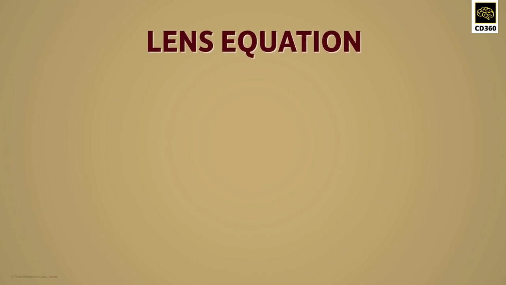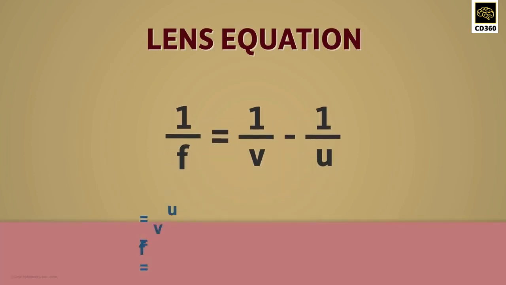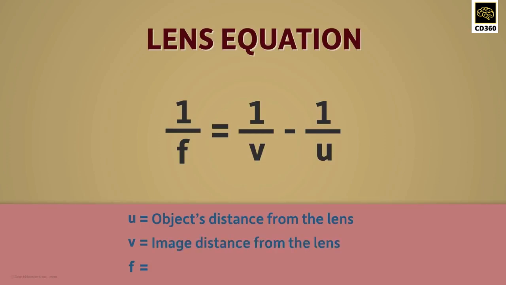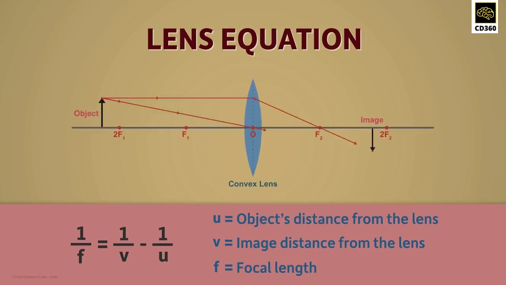Let me just write down this equation first. This is the lens equation. 1 over f is equal to 1 over v minus 1 over u. In this equation, there are three quantities. u represents the object's distance from the lens, v represents the image distance from the lens, and f is the focal length. To understand this, let's consider a case for a convex lens where the object is kept beyond 2f1.